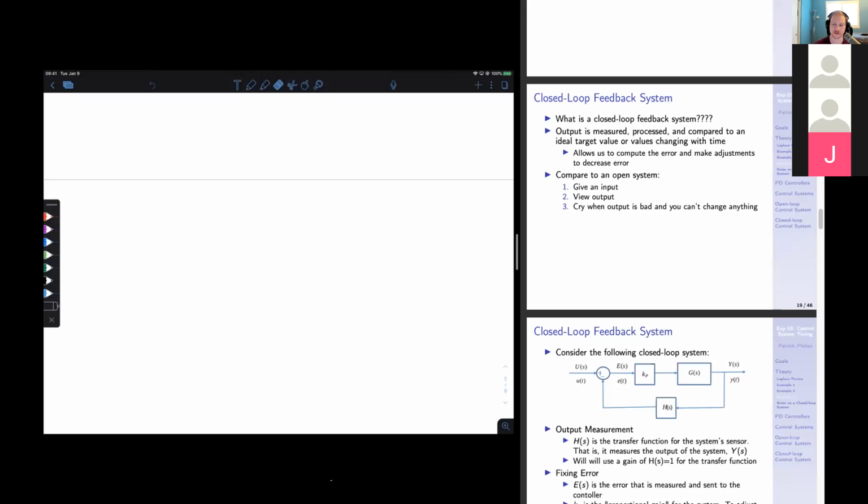Compare that to an open system. We're just going to have some input and some output, and we're going to cry when the output is bad because we can't change anything. We don't have any controllers.